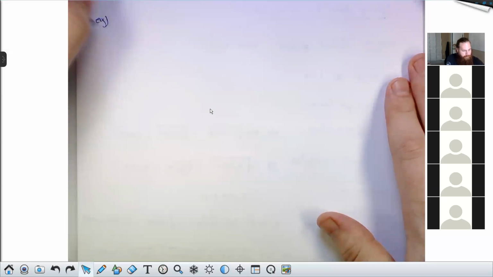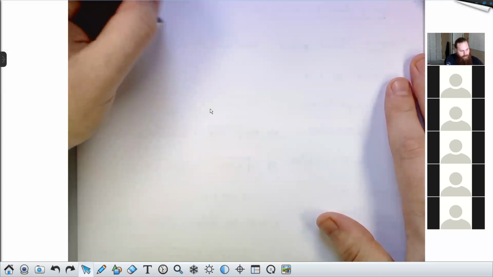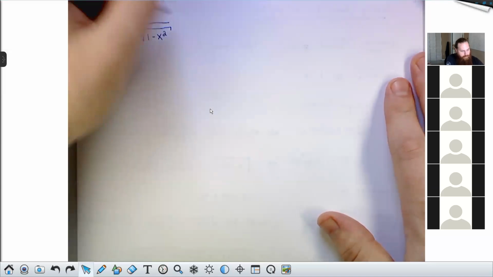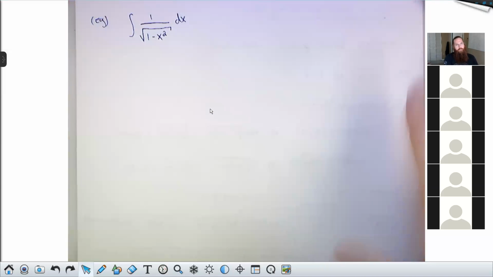I'd be willing to bet that some people remember this integral. It is a Calc 1 integral that you're supposed to more or less memorize. But also I know a lot of people forget it. My integrand there, 1 over the square root of 1 minus x squared, is the derivative of the inverse sine function. So the integral of this is inverse sine.